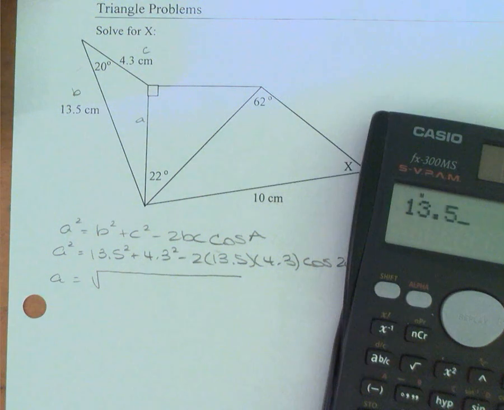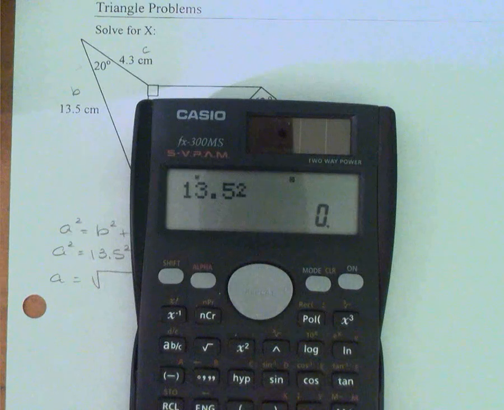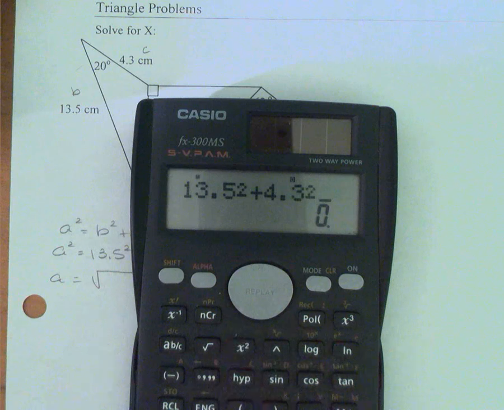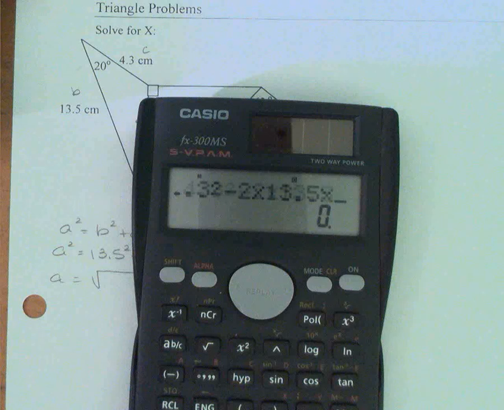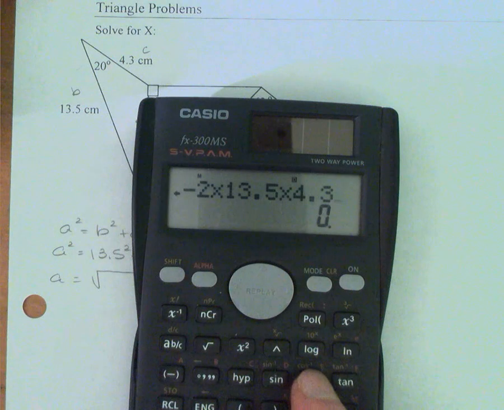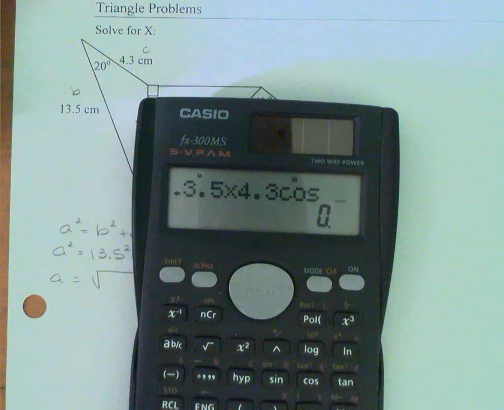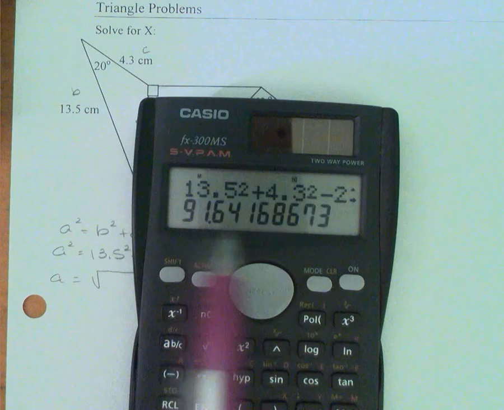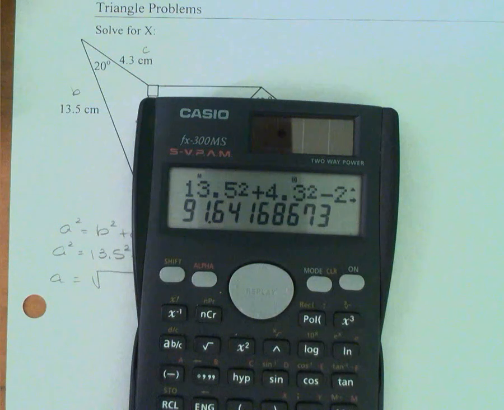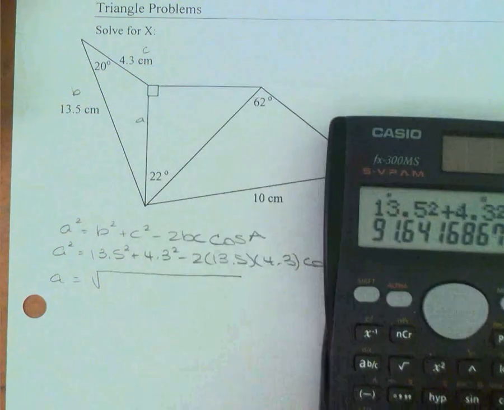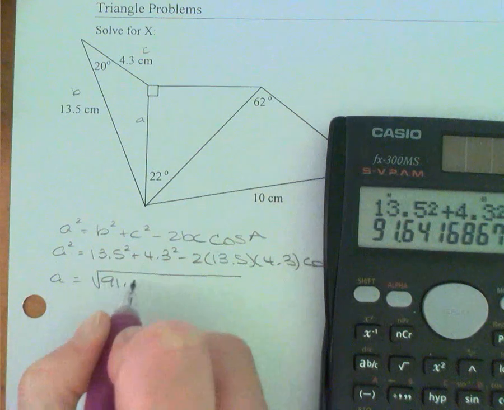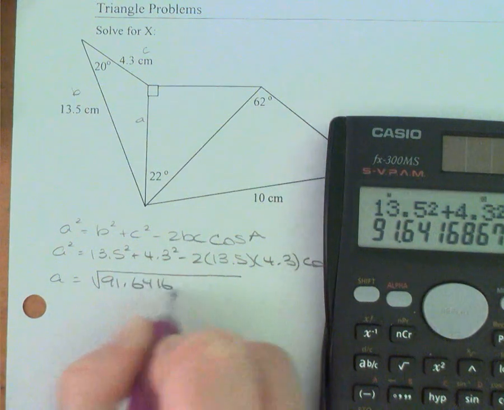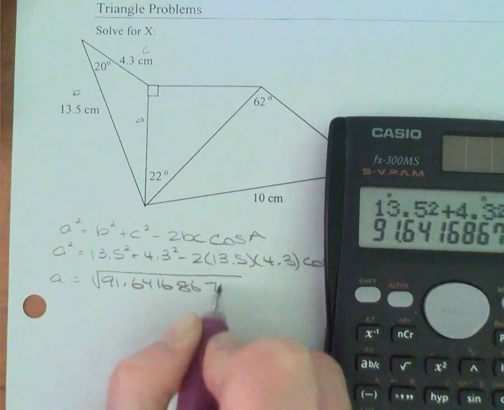I have 13.5 squared plus 4.3 squared minus 2 times 13.5 times 4.3, and then cos of 20 degrees, and I'm going to hit equals. And I'm going to write down every last decimal place. You do not round in the middle of a question. So I'm going to write down 91.64168673.